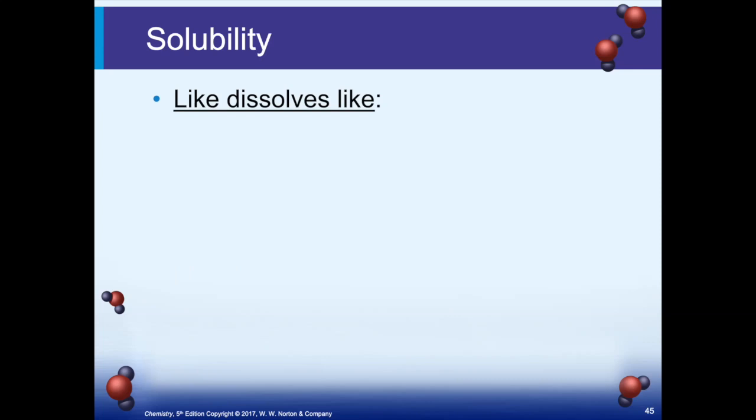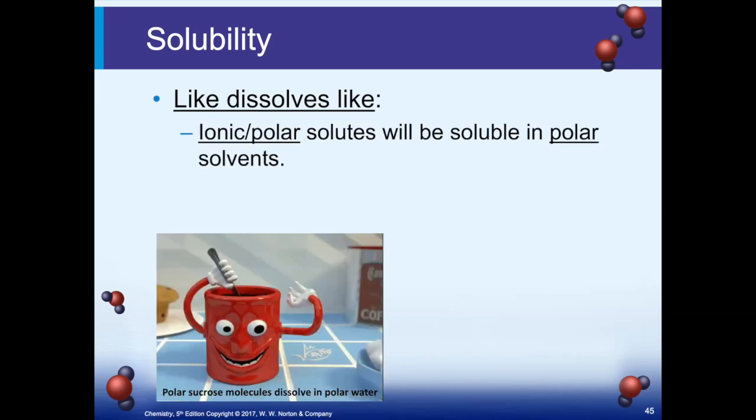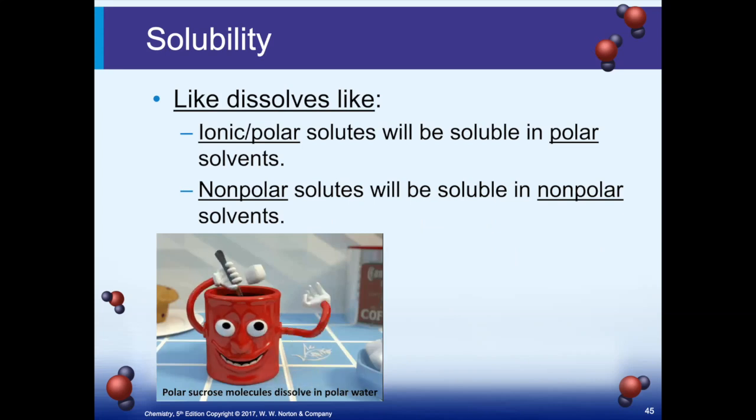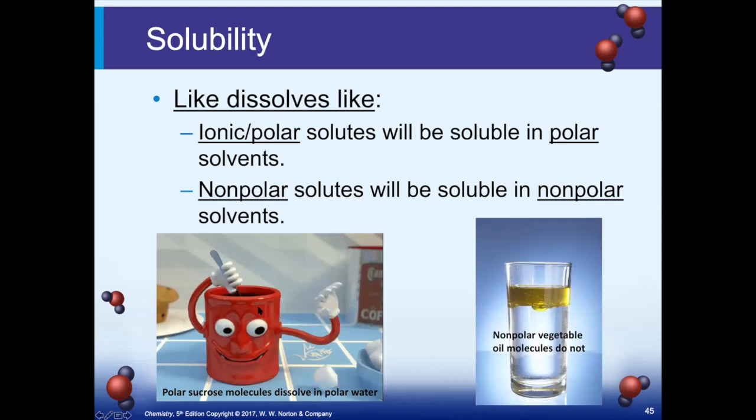Well, that comes from the idea of solubility, because what we see is that ionic or polar solutes will be soluble in polar solvents. But that's not the case when you mix the two. Ionic or polar solutes are not likely to dissolve in non-polar solvents. It's just the opposite: non-polar solutes will be soluble in non-polar solvents. For example, sugar, which is a polar molecule, dissolves readily in water, which is a polar solvent. And that explains why when you put oil and water together, they don't mix.